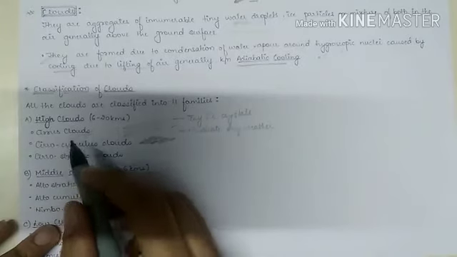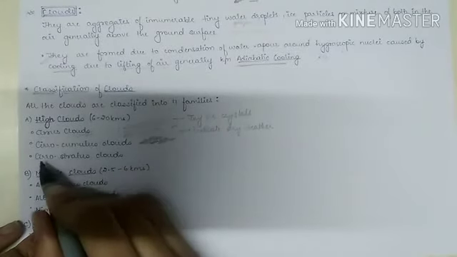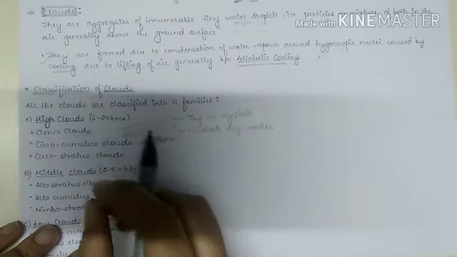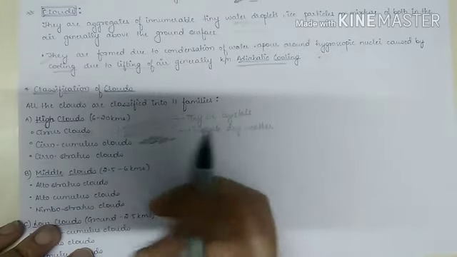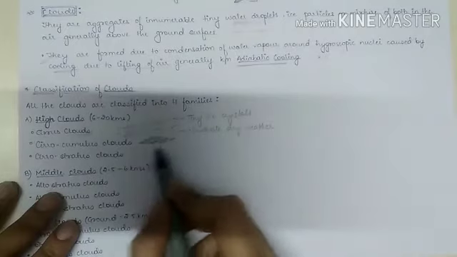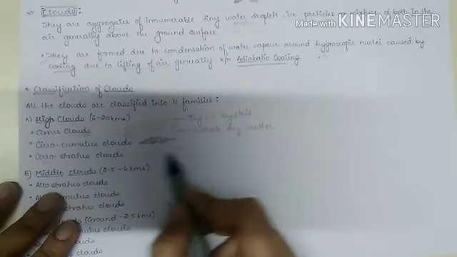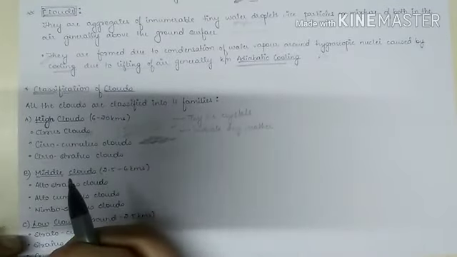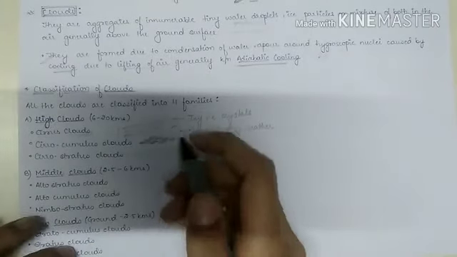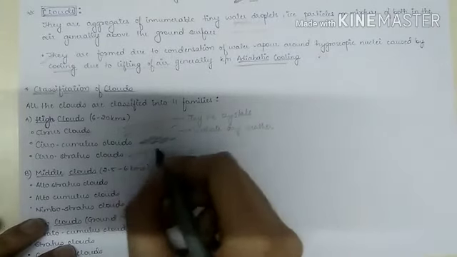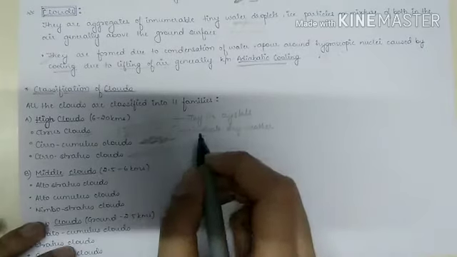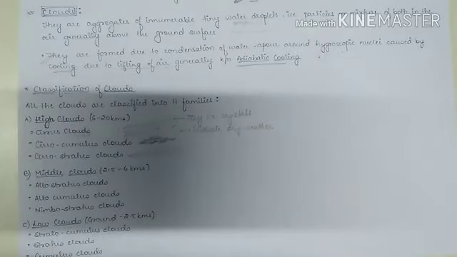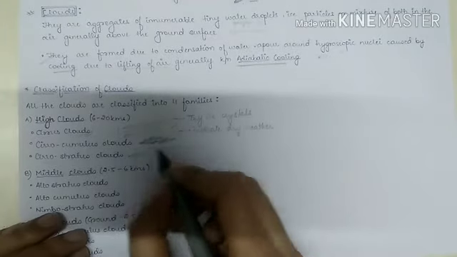Next we have cirrostratus clouds. Cirrostratus clouds are generally white in color and they spread in the sky like a milky thin sheet. They are like a thin white veil of cirrus cloud. They are composed of tiny ice crystals that reflect the light of the sun and moon.